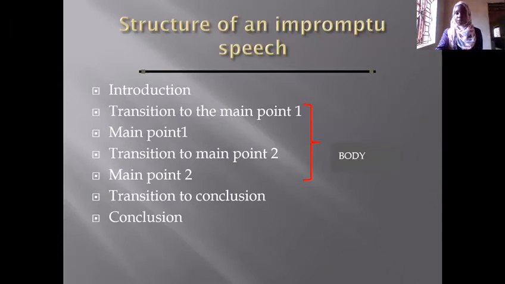So, the structure of an impromptu speech is basically the introduction, then the transition to the main point one, then the main point, transition to main point two, and then main point two itself, transition to the conclusion, and then finally you conclude. Main point one and main point two constitute the body, but the body may have a maximum of 3 to 5 points. You don't want to be too wordy.